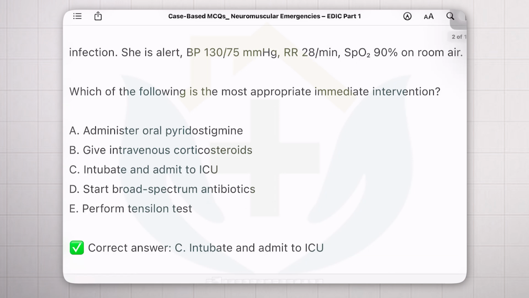So the answer here also will be elective intubation of this patient. Why? Because this is myasthenia gravis with respiratory compromise. What are the features which are telling us? Number one is respiratory rate of 28 and number two is saturation of 90. Although the patient is alert, if you take a stand that this patient needs intubation, then you obviously will sedate this patient and then ventilate.